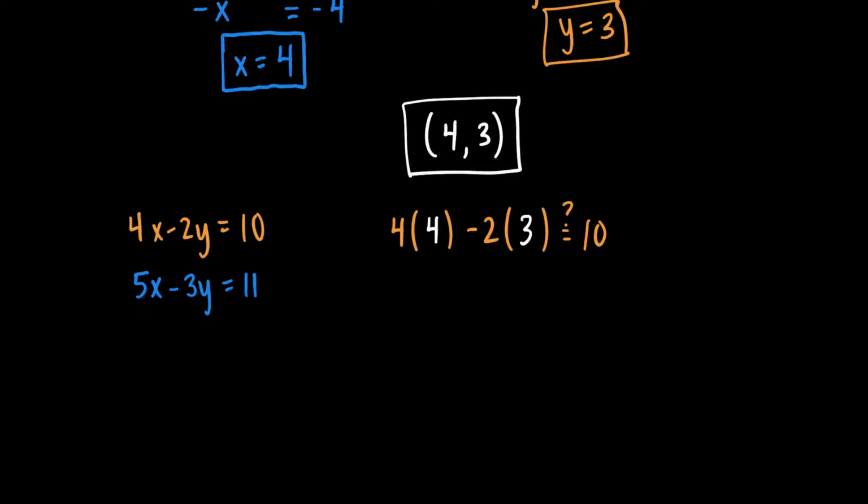Okay? So I'm putting a question mark there because I'm just double checking here. All right, so is that true? Is 4 times 4, so 16 minus 6 equal to 10? It sure is. So we're good on that one. How about the blue equation here? How about 5 times x minus 3 times y? Is that actually equal to 11? Okay, so I'm going to plug those in. X is 4, y is 3. So is it true that 5 times 4, which is 20, minus 3 times 3, which is 9, is 20 minus 9, 11? It sure is. So it works. That's exciting. I like when things work.